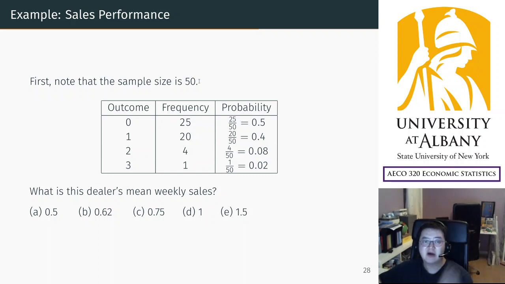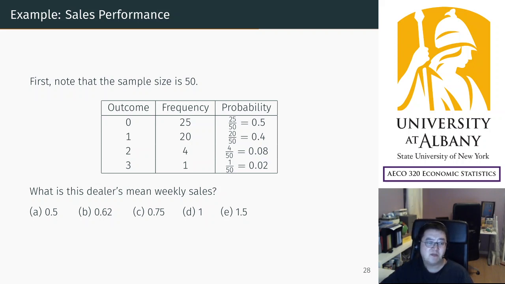So 25 out of 50 is 0.5, and 20 out of 50 is 0.4, and in that way the probability that the outcome equals 3 is 1 out of 50. In this example, that means the probability that this car dealer sells 3 cars a week is 1 out of 50, which is 2%, or 0.02. That was just a review of how we calculate the probability.